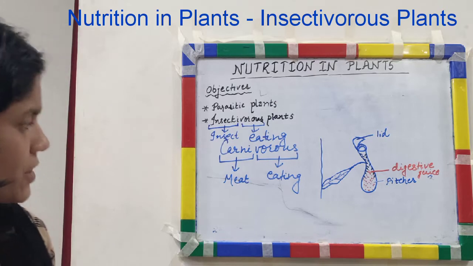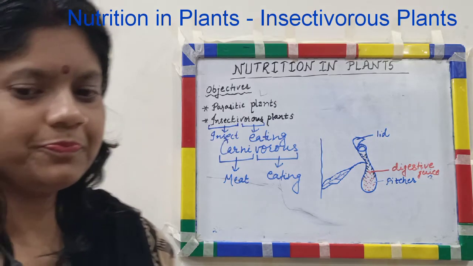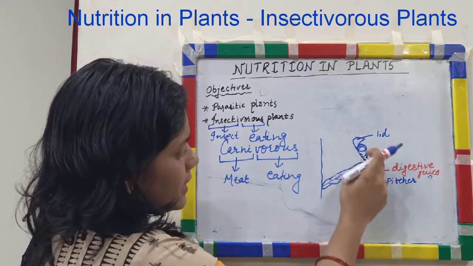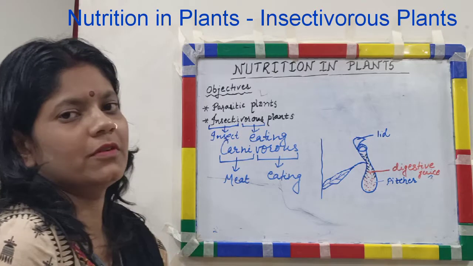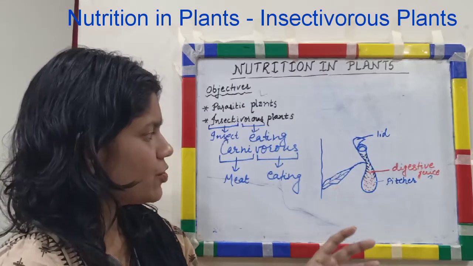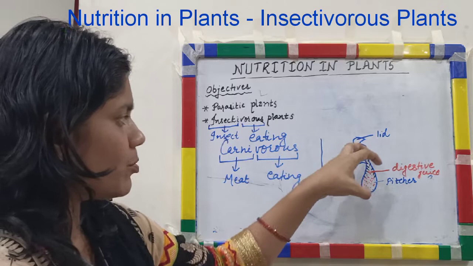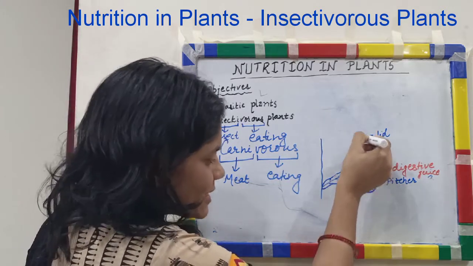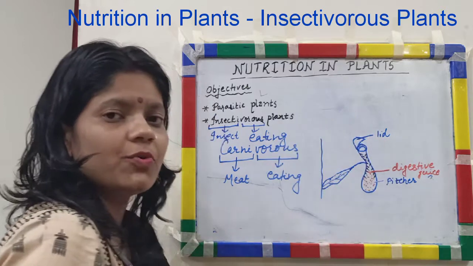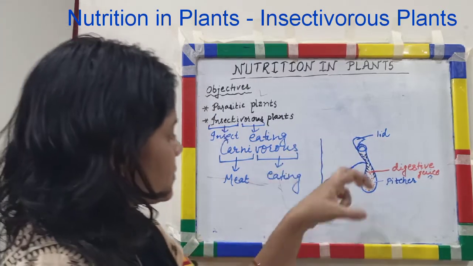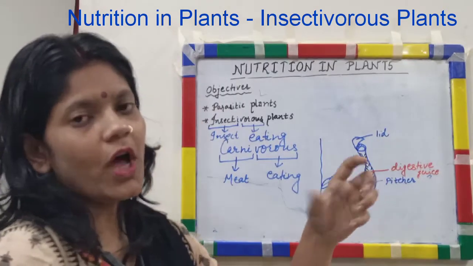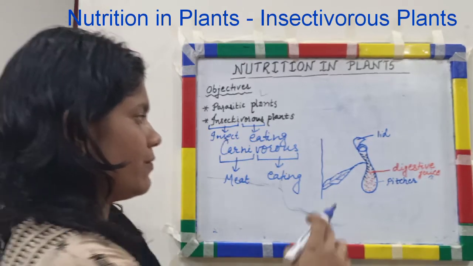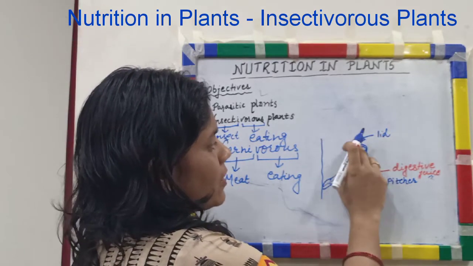So if we see the structure of an insectivorous plant, this is the leaf of a pitcher plant, and the leaf is modified in the form of a pitcher. The structure is like a pitcher. So what happens when an insect sits on the rim of this pitcher? It slips down. And when it slips down, the lid closes. So how is the lid formed? The lid is formed from the apex of the leaf.